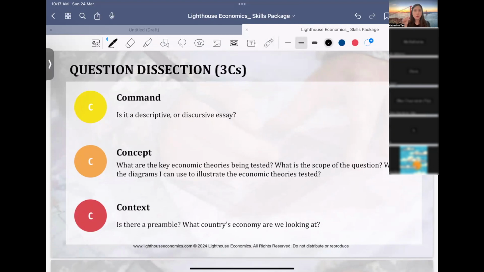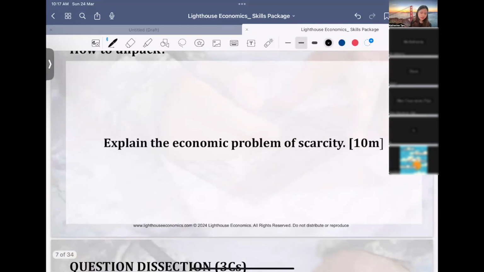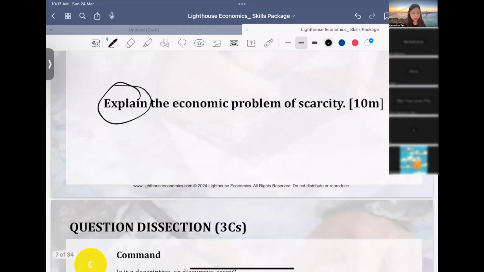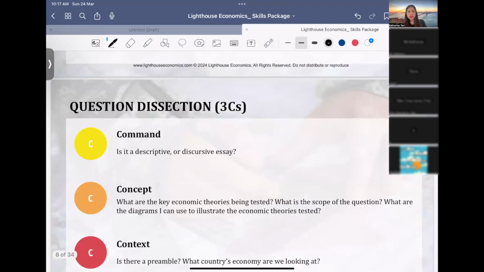One of them, you look for the command word. In this case, the command word is the explain word. The command word will tell you what kind of essay it is. Is it a descriptive essay? Describe is very simple: you just need to describe point 1, point 2, point 3. Or is it a discursive essay, with words like assess, evaluate? They need a thesis and antithesis.